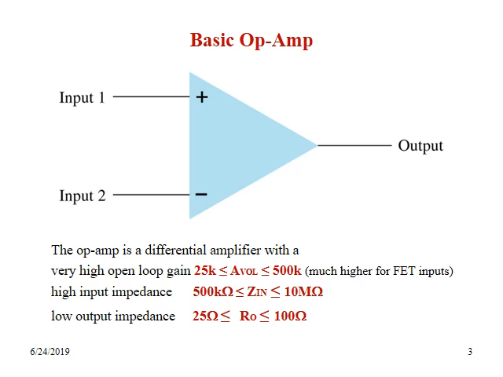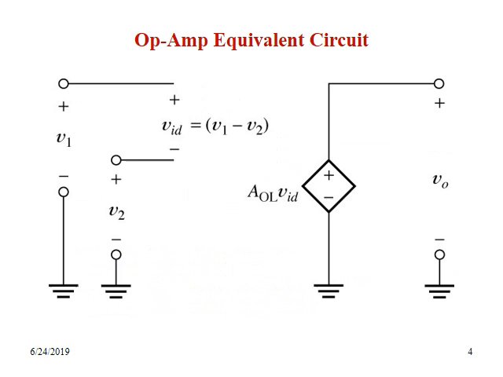So an op-amp, being a differential amplifier, has a very high open loop gain, which is around 25k to 500k. Similarly, op-amp possesses very high input impedance. It is in the range of a few mega ohms. Op-amp has very low output impedance, that is between 25 ohms and 100 ohms.